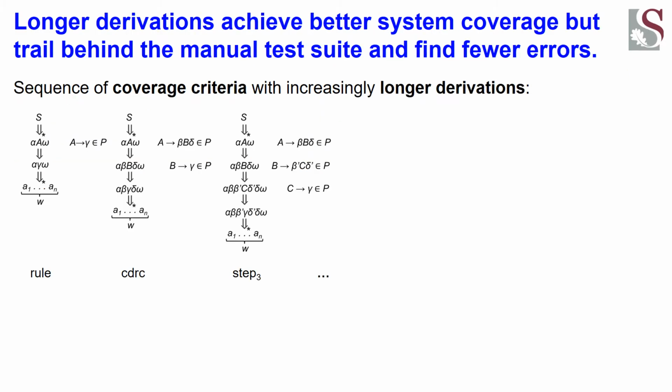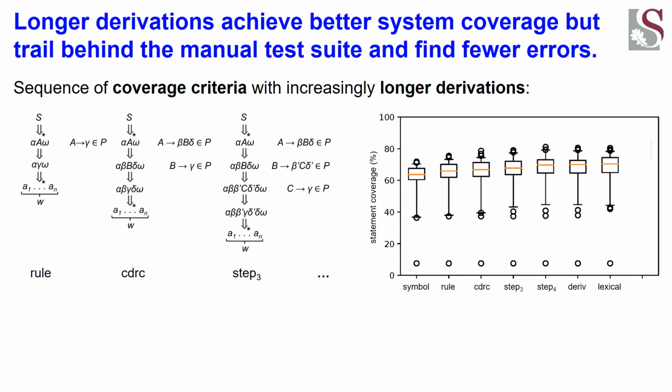First, we look at the longer and longer derivations produced by the sequence of coverage criteria shown below. There is a claim in the literature that such better coverage of the input structure also leads to better system coverage. This is indeed also the case here, as the box plots on the right show. On the x-axis, we have the different criteria. On the y-axis, we have the statement coverage for the tested compilers. The orange line denotes the median, the boxes denote the interquartile ranges, and the whiskers indicate 95 and 5%. Outliers outside that range are shown as circles.